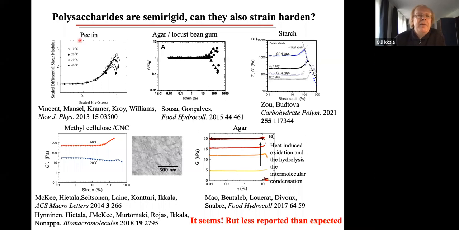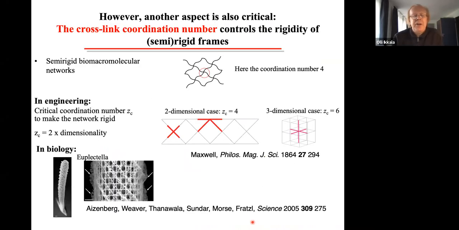One can see strain hardening in pectin, then agar, locust bean gum. Then there was a very recent paper by Buttova and others for starch. Then we have been working on methylcellulose and also its compound with cellulose nanocrystals and agar. I will still emphasize that yes, indeed, in polysaccharides it seems to be a property, but it is less reported than expected.